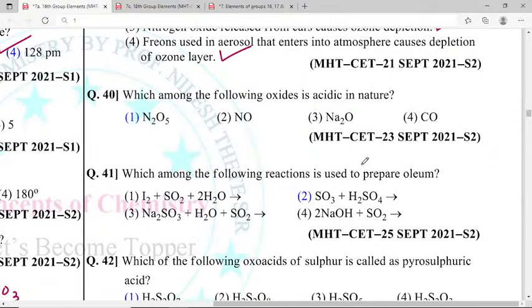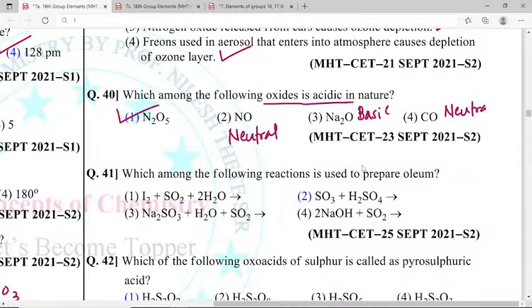Which among the following oxide is acidic? So N2O5 is acidic. NO is neutral oxide. Na2O is basic oxide. CO, carbon monoxide, neutral oxide. It is again neutral oxide.